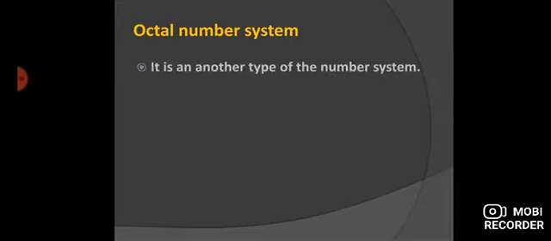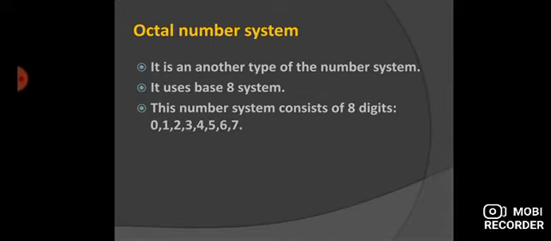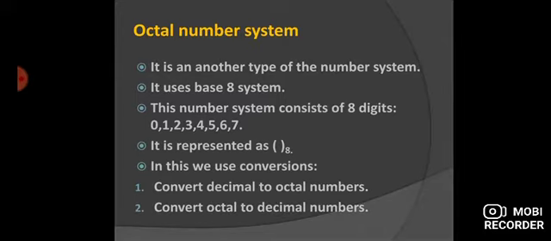So let's take our first topic for revision, that is octal number system. As I told you before also, it is another type of number system. It uses 8 as the base. It consists of 8 digits, 0 to 7. If we count 0 to 7, then we have a total of 8 digits. It is represented as base 8. Base 8 means if a number has a base 8, then that number is an octal number. It has two types of conversions. It converts decimal numbers to octal numbers and it converts octal numbers to decimal numbers.